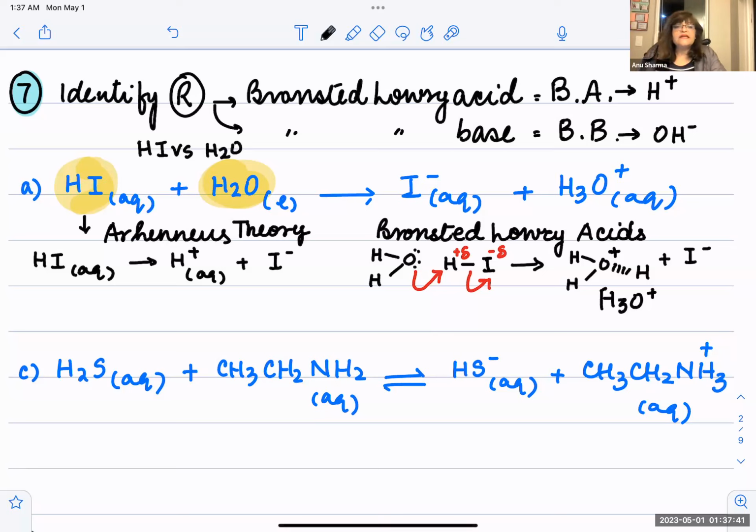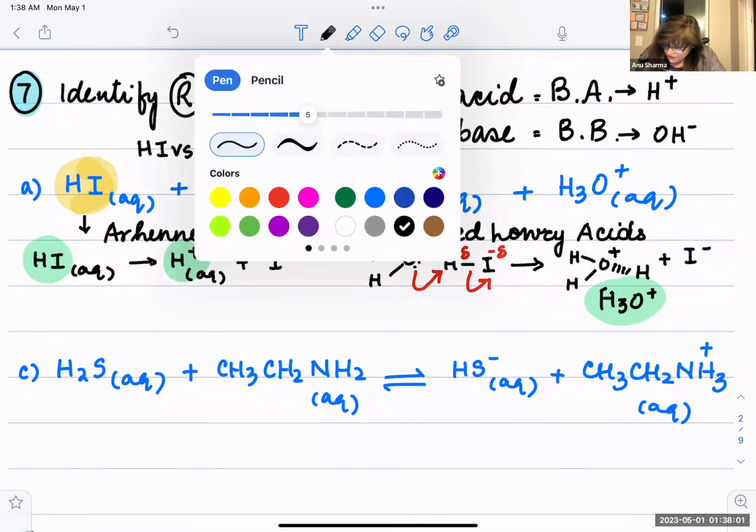So out of this, when you're comparing basically HI versus H2O, which one is acid and which one is base? That's the question being asked. We see that HI is acting as an acid because it is able to release the hydronium ion, or it's able to release the hydrogen ions, which are acidic in nature. Okay, so that's one piece. Next, what about water? What's the deal with water?